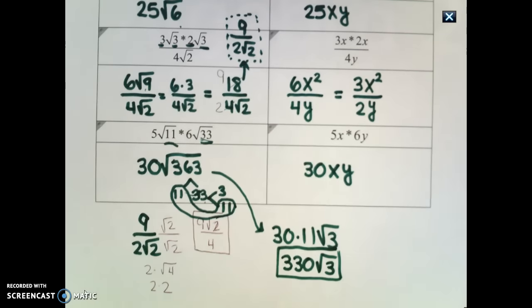So when reviewing this topic, you definitely should look back at your algebra studies and look at how you added, subtracted, multiplied, and divided there. And you're really applying the same principles here to radical expressions.